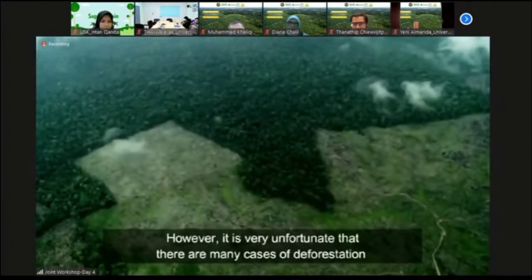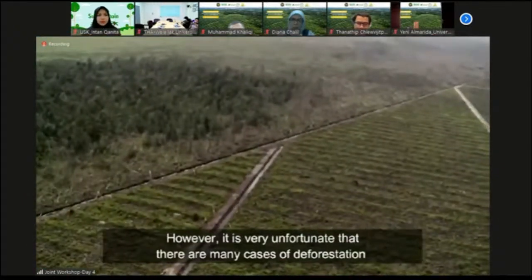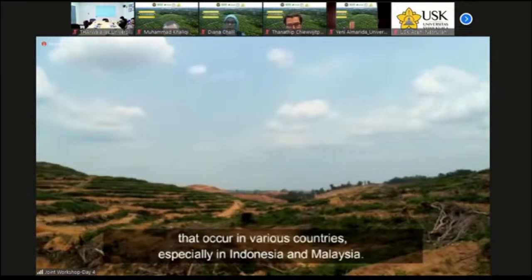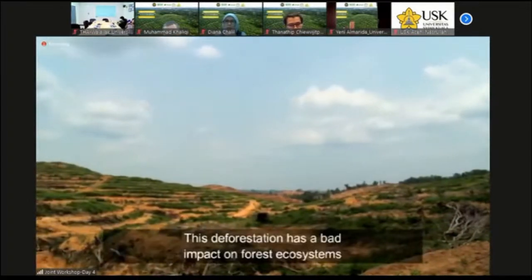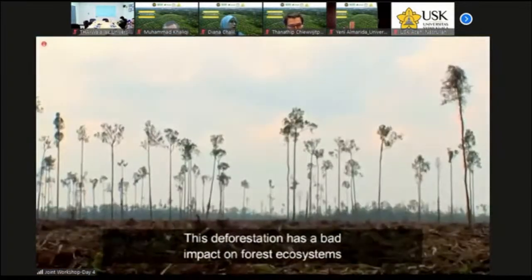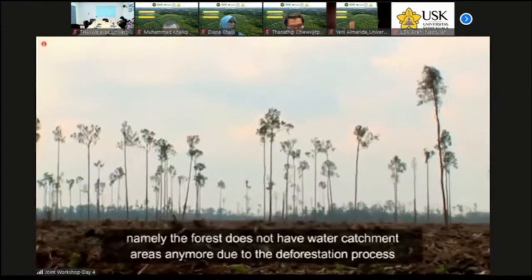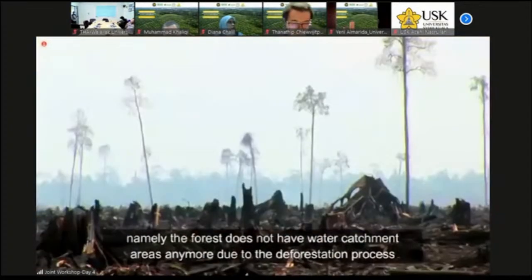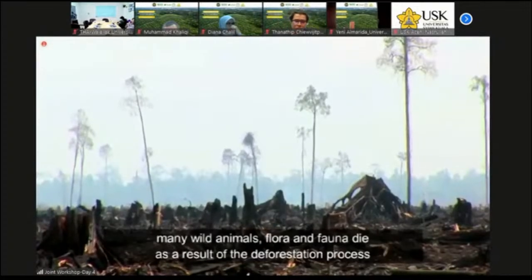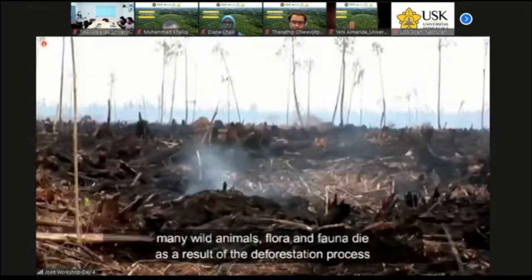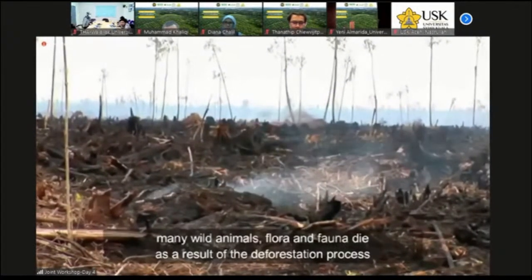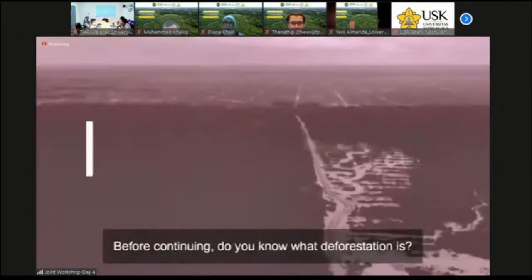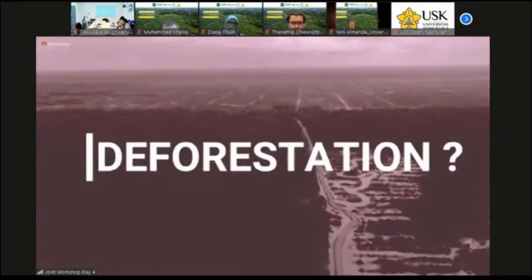However, it is very unfortunate that there are many cases of deforestation that occur in various countries, especially in Indonesia and Malaysia. This deforestation has a bad impact on the forest ecosystem. Namely, the forest does not have a water catchment area anymore due to the deforestation process. Many wild animals, flora and fauna die as a result of the deforestation process that only cares about personal interests. Before continuing, do you know what deforestation is?